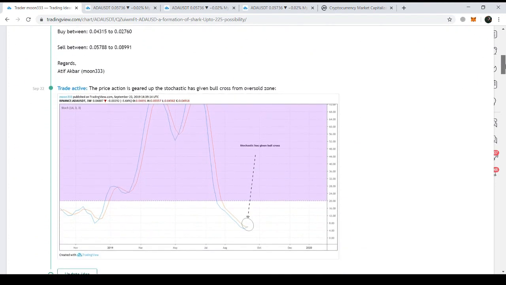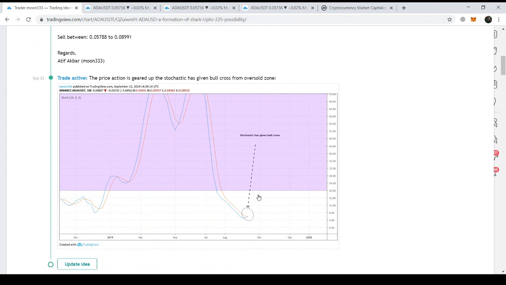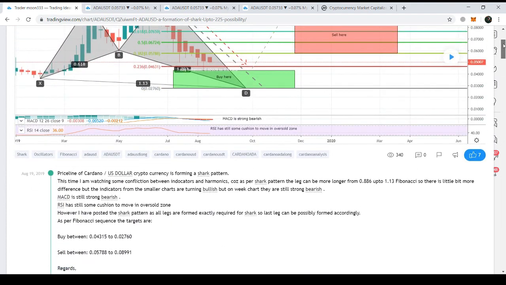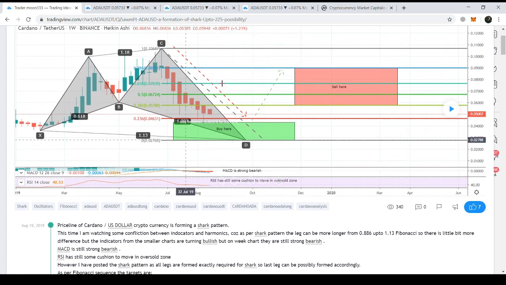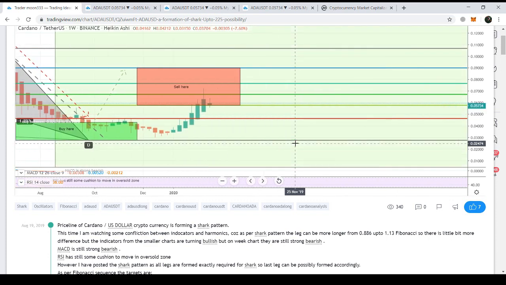We also had received a bull cross from stochastic. Therefore, there was possibility that the price action will take a bullish divergence soon, but after completion of this bullish shark pattern. And you can see now the price action has taken the bullish divergence from this potential reversal zone, and so far it has produced up to 138% massive profit.